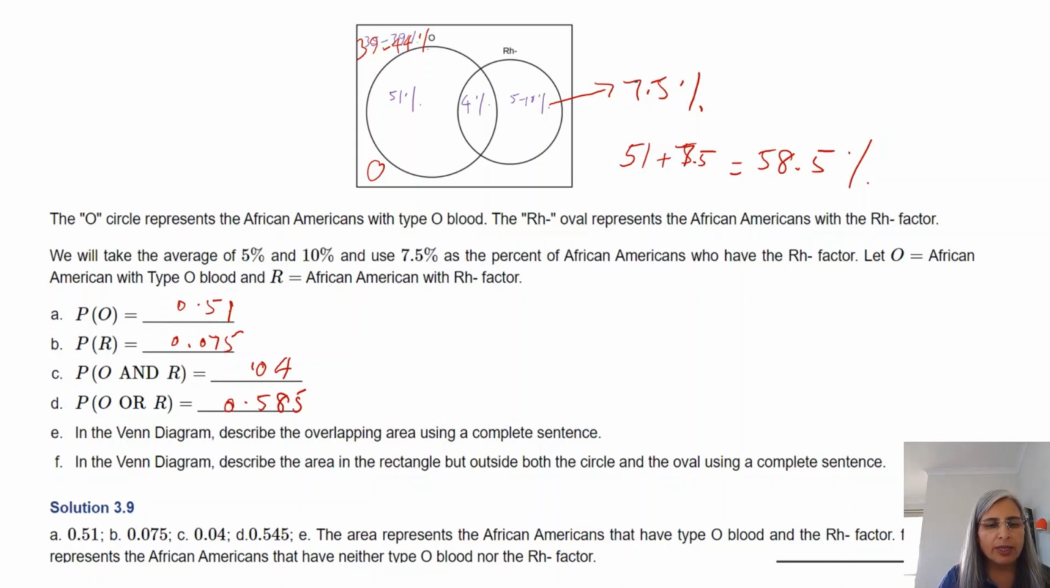In part F, in the Venn diagram, describe the area in the rectangle but outside both the circle and the oval using a complete sentence. So people who are outliers, they are between 39% and 44%, and the average of 39% and 44% would be 41.5%. So this means that 41.5% of the people have neither the blood group O nor the Rh negative factor.